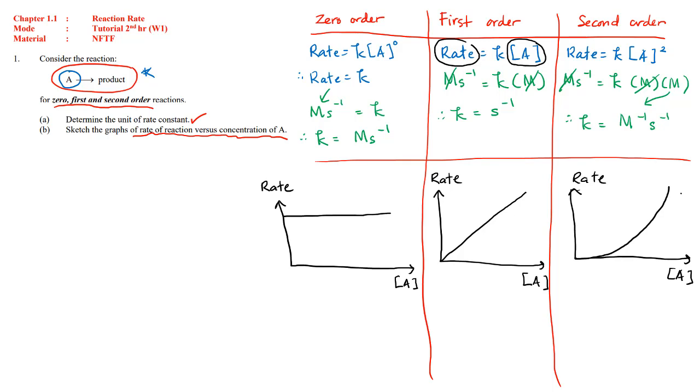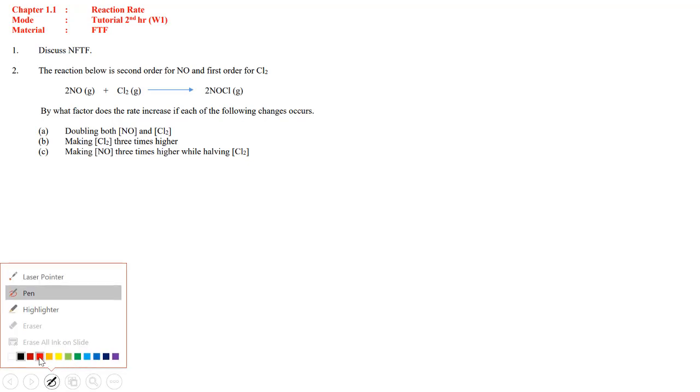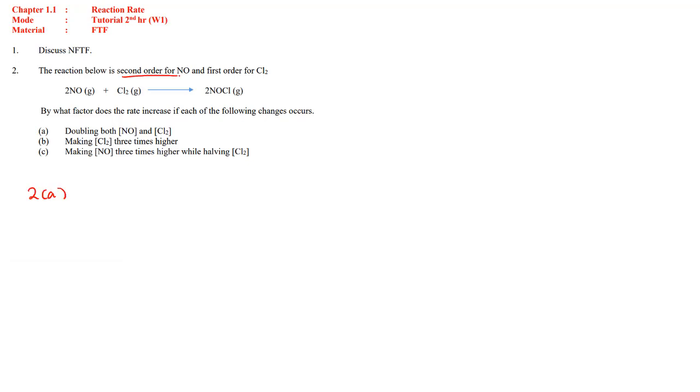Okay. Alright. So it is very easy. Sepatutnya ni tak ada masalah. Okay. So now let's move to question face to face. The reaction below is second order for nitric oxide and first order for chlorine molecule. By what factor does the rate increase if each of the following changes occur?